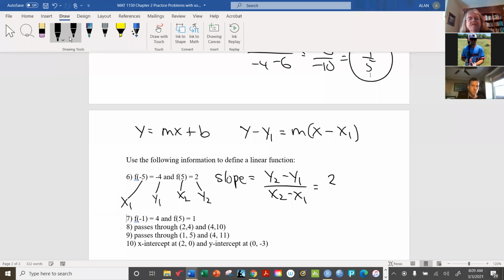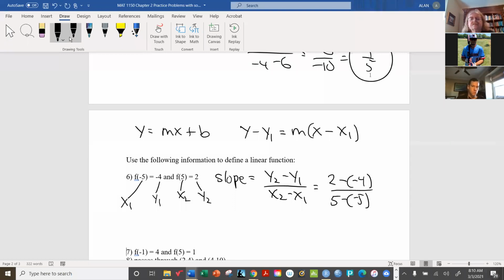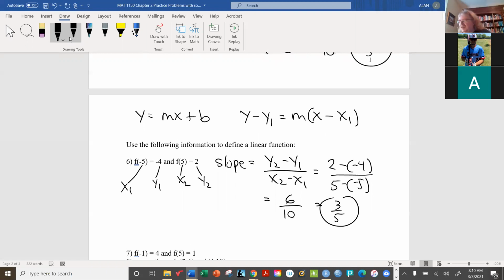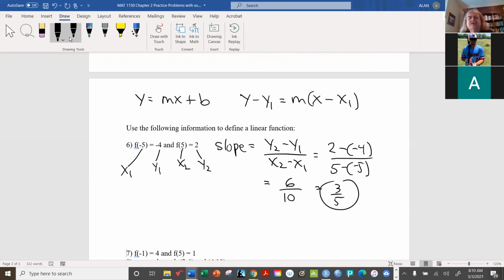So we'll have 2 minus a minus 4 over 5 minus minus 5. Okay, and that's going to leave us with 2 plus 4, which is 6, divided by 5 plus 5, which is 10. And so the slope is 3/5. But now this time, we'd like to also come up with the entire equation of that straight line. So because we have a slope and 2 points, we actually can go a couple of different directions, but let's try it this way.